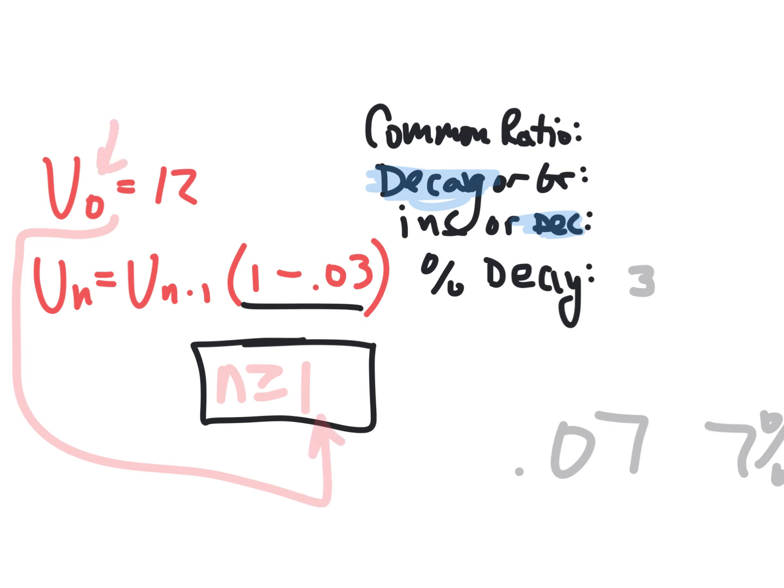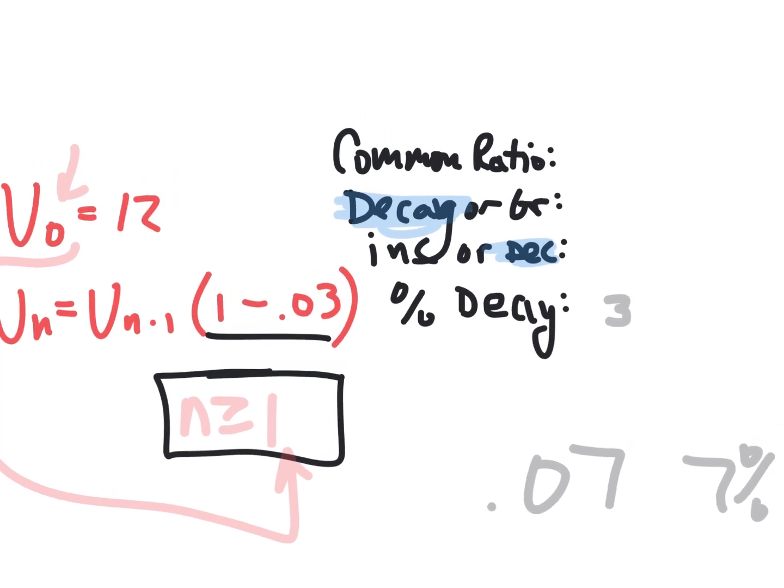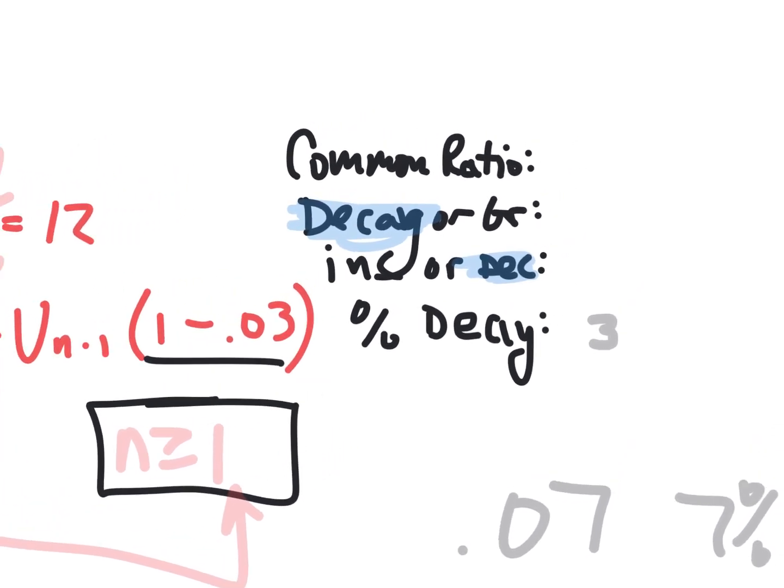Okay, and then the common ratio, I think that's the hardest question. The common ratio is the thing that you multiply by every time. And it's that, which is, I would have accepted 1 minus 0.03 because I like when kids write it in that format. But I would have also accepted 0.97. Either one of those is the common ratio.